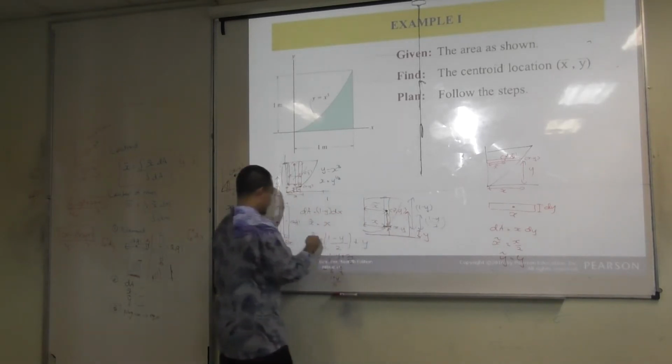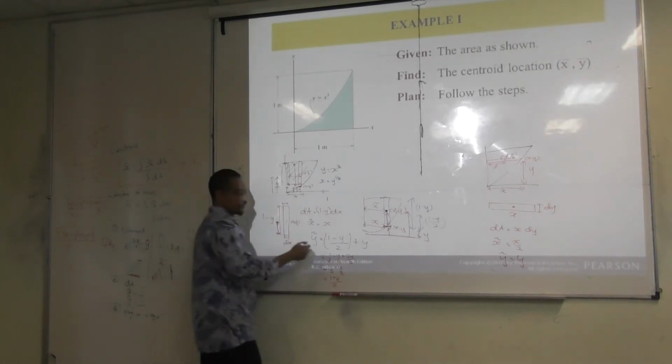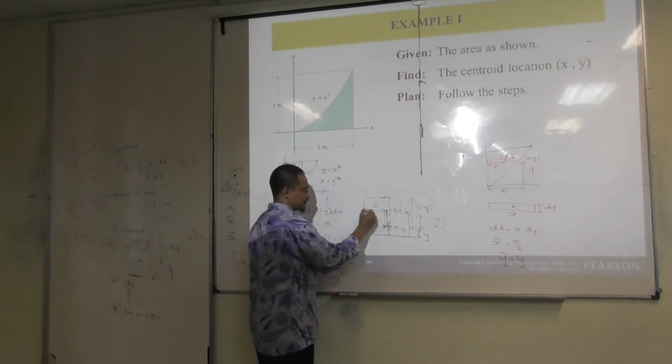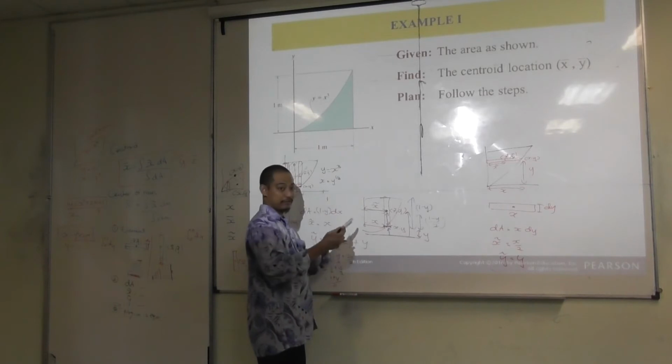Because when we have a rectangular element like this, this is at the center, meaning it should be the average. You understand that? If you have the middle of two values, you have the average.